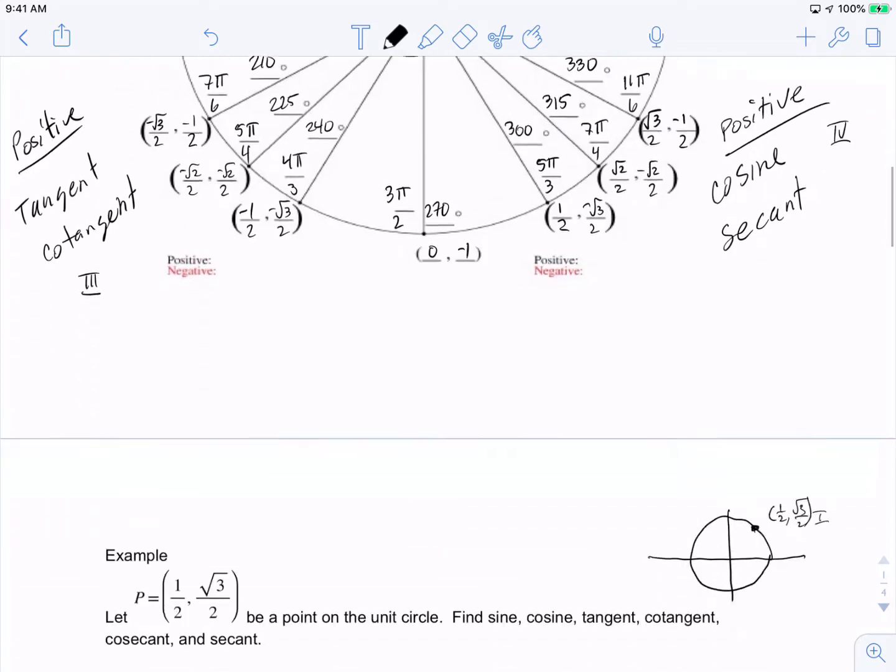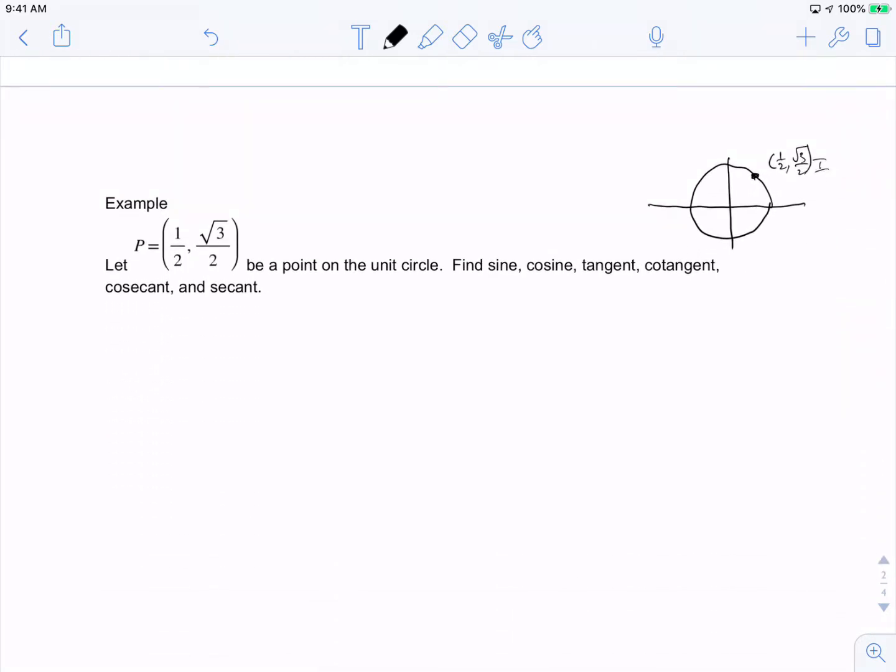It's 60 degrees. The 60 degrees is formed from the initial side to the terminal side. Our x-coordinate is going to be 1/2, and our y-coordinate is going to be radical 3 over 2. That's something that's going to be important for this problem. We can see from the point that it's giving us that.